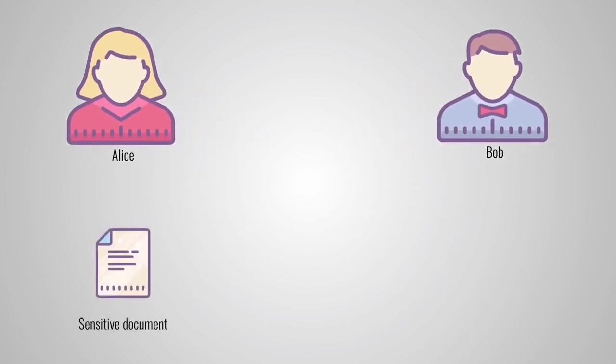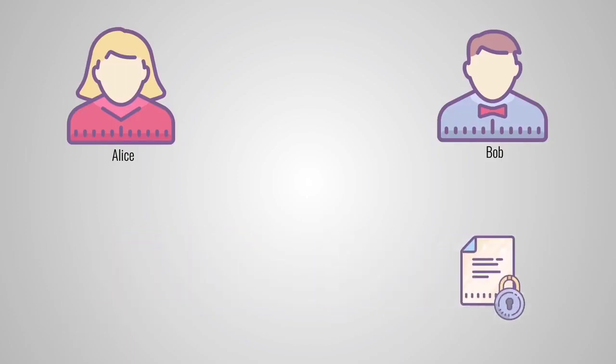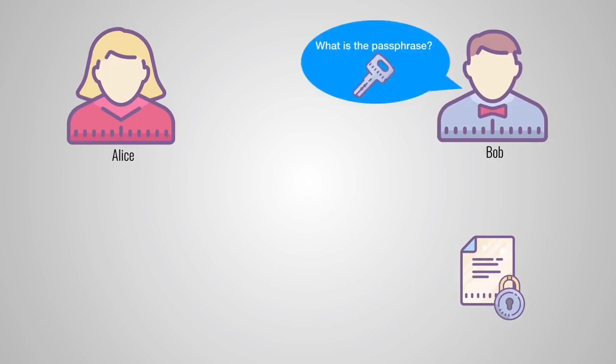Alice has a sensitive document that she wants to share with Bob. She uses an encryption program to protect her document with a password or passphrase that she chooses. She then sends the encrypted document to Bob. However, Bob cannot open this message because he doesn't know the passphrase that Alice used to encrypt the document. In other words, he doesn't have the key to open the lock.